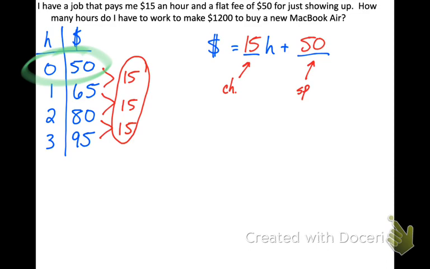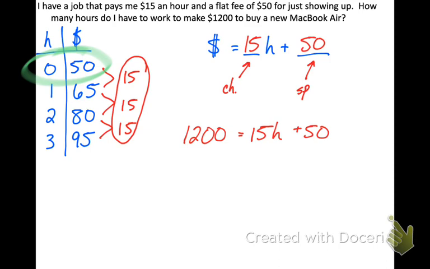If you remember from last year doing formulas that look like y equals mx plus b, your slope is how you're changing, and then your b is your y-intercept, or your starting point. That's what this kind of fits to. And so if I want to make $1,200, I want my $1,200 to be the amount of money that I make. It's equal to 15h plus 50.